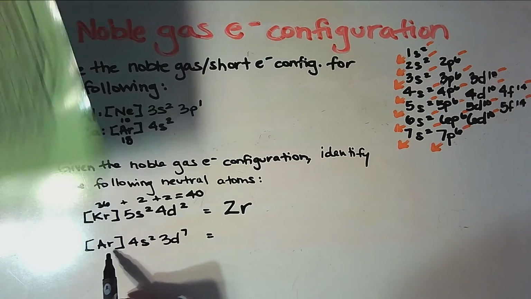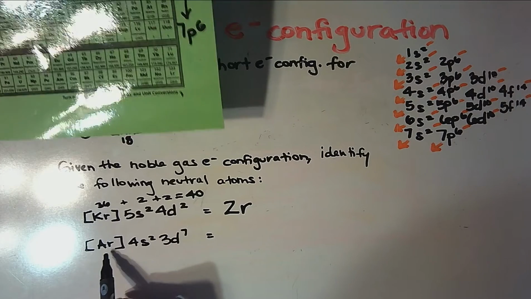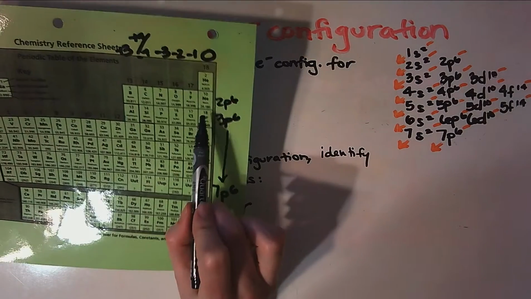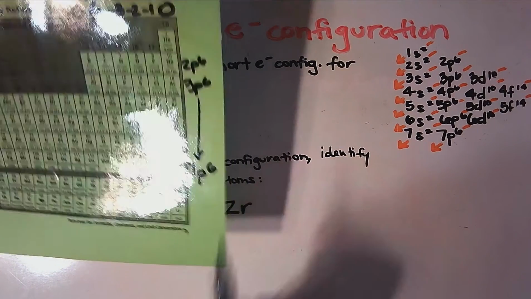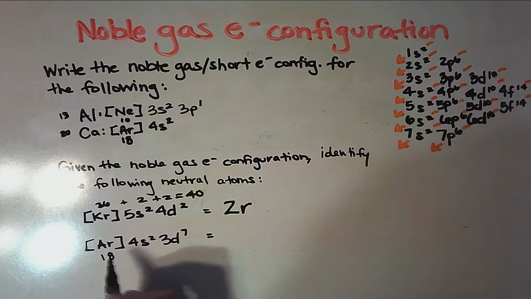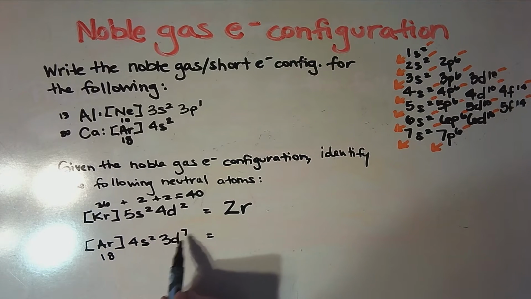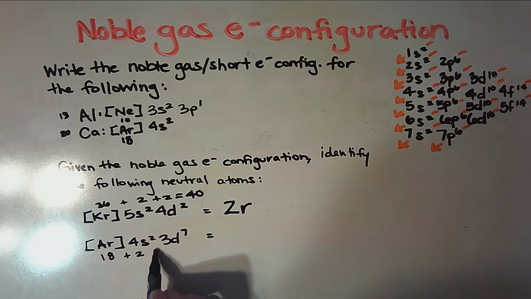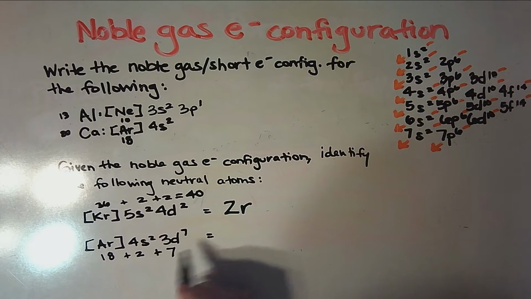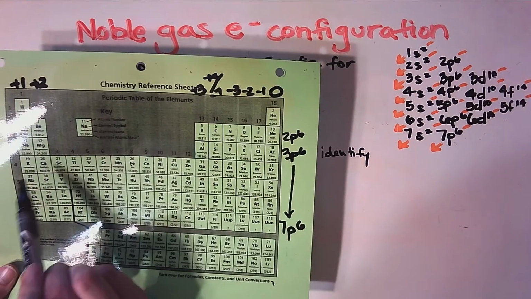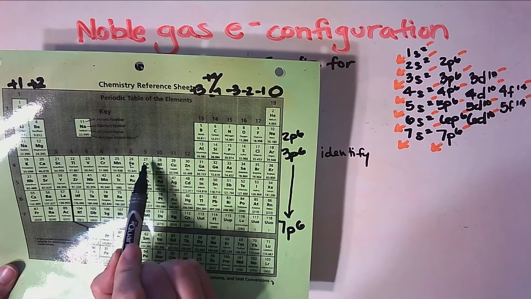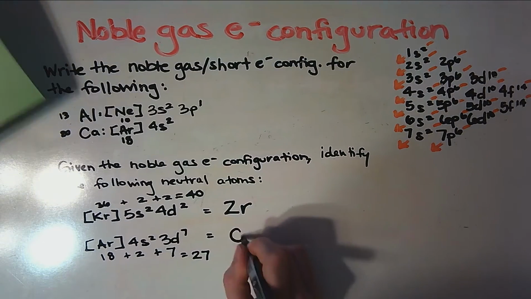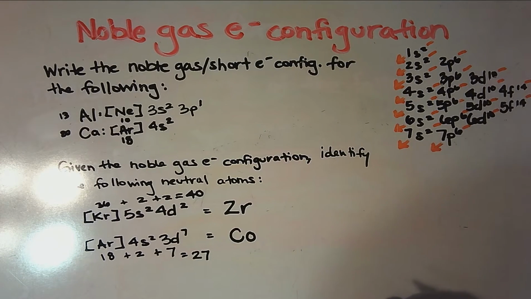I'm going to do the same thing with the second question. I'm going to find the number of electrons for argon. Argon has 18 electrons. I'm going to add the remaining electrons to this number. So 18 plus 2 plus another 7, and I get 27. Now I'm going to look on the periodic table for the element with the atomic number of 27, and that is cobalt. Co for cobalt.